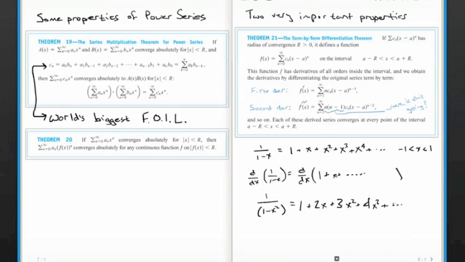So I can take the derivative of this side, of my function to which it converges, and that equals the derivative term by term over here. That's pretty useful. So let's do another example that might be more interesting. Let's say I'm just starting with some function.